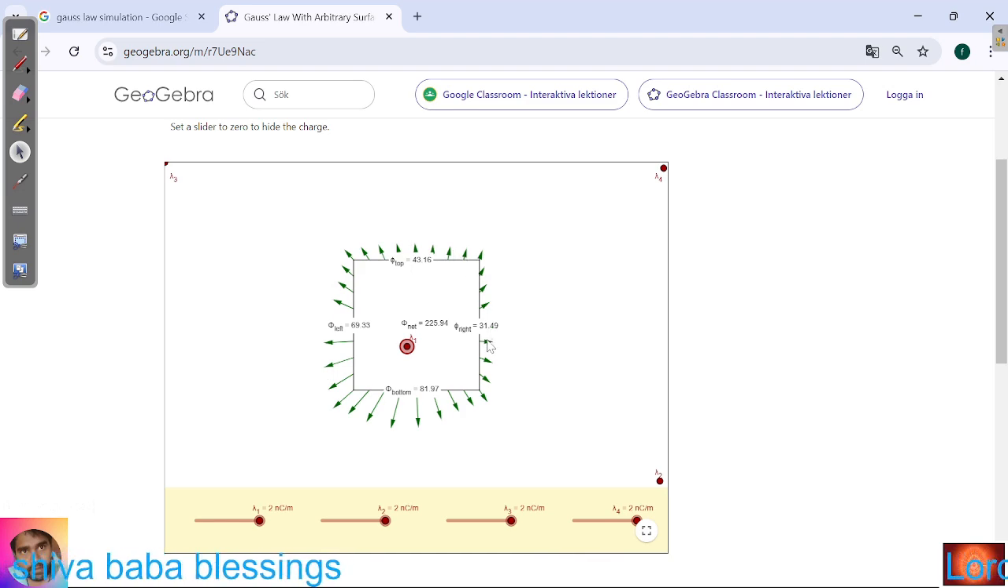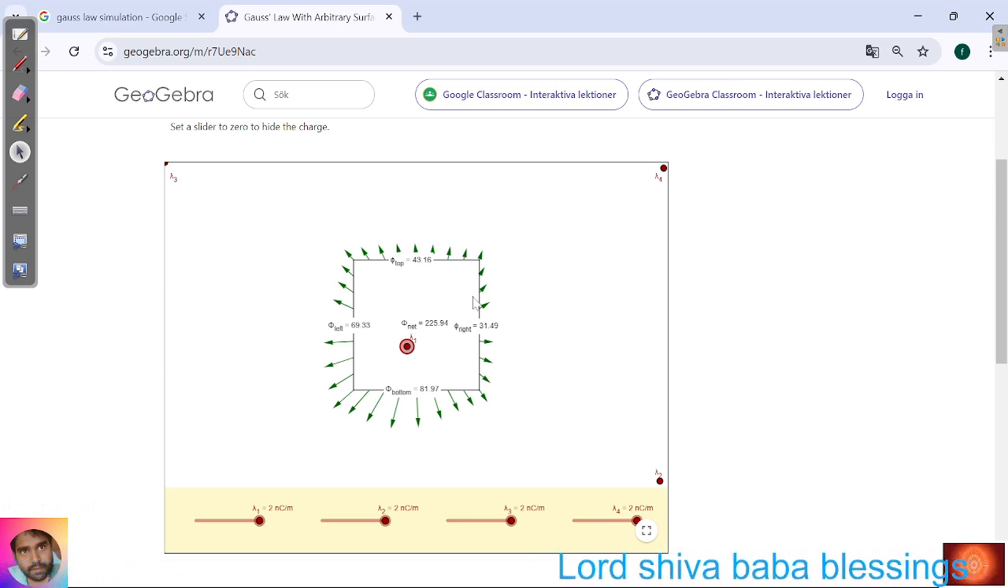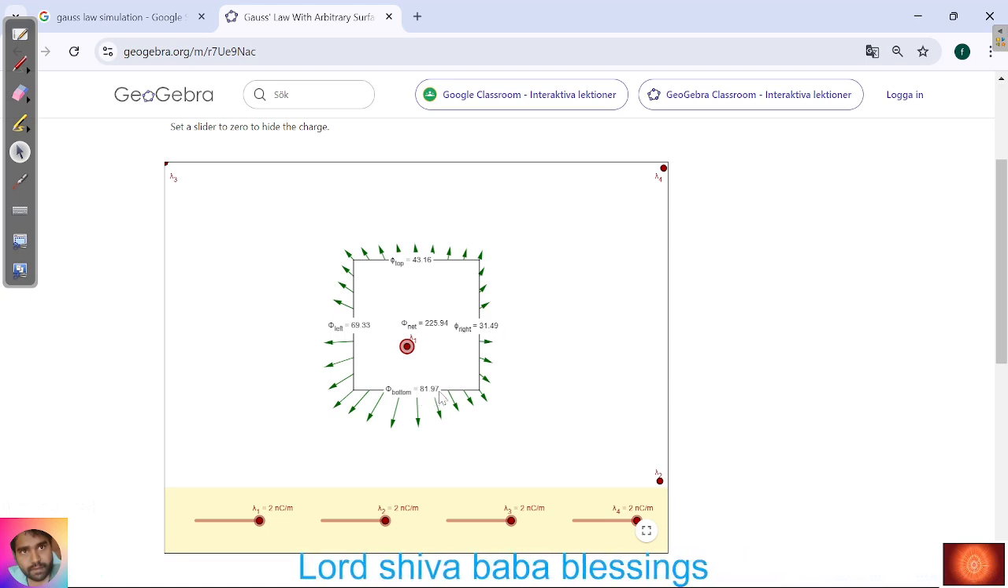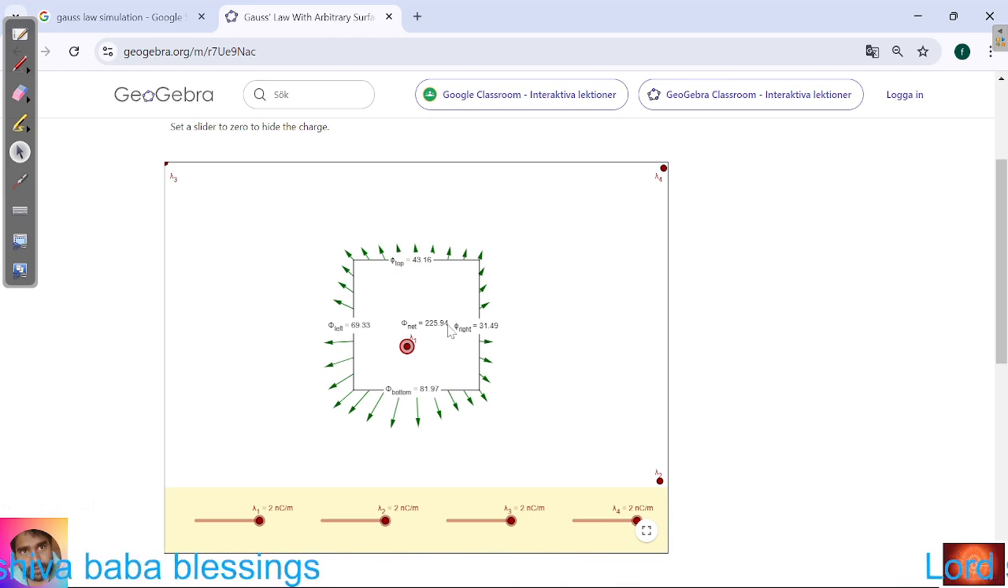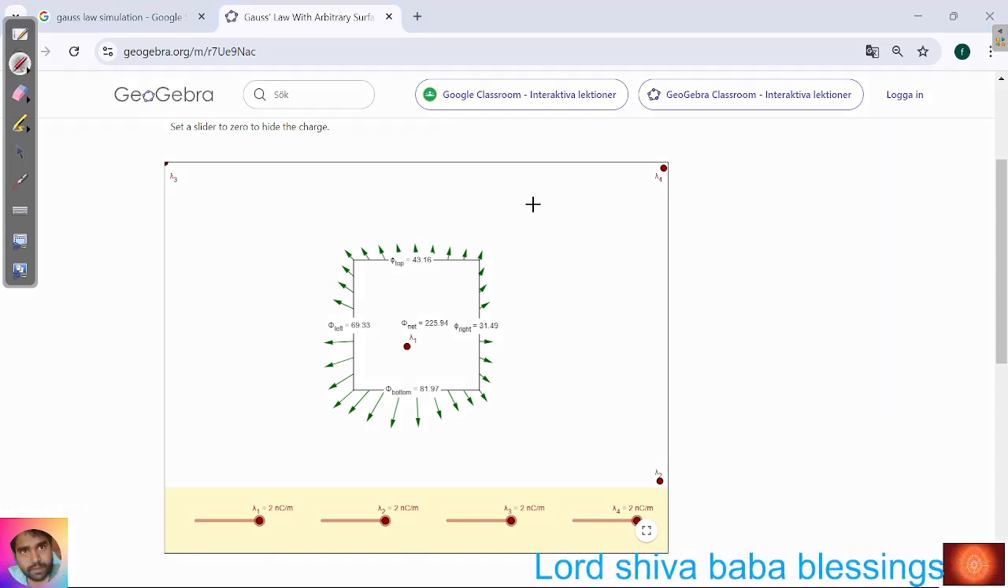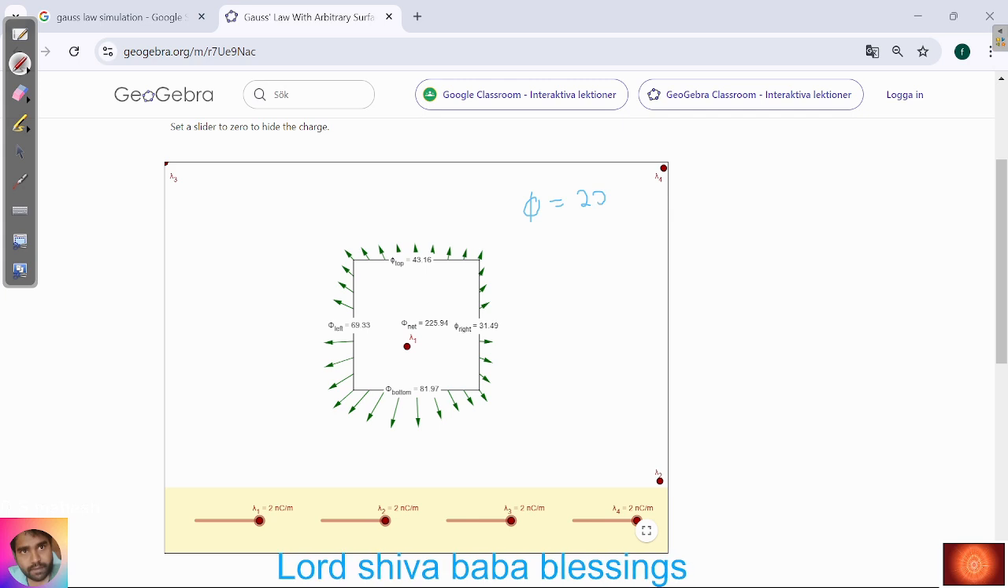Now if you are able to calculate the total electric flux, look over here, when you add phi top, there is 43.16 plus 31.49 plus 81.97 plus 69.33. So that gives you a value of 225.94. So the total flux which you have got, phi total, is 225.94.